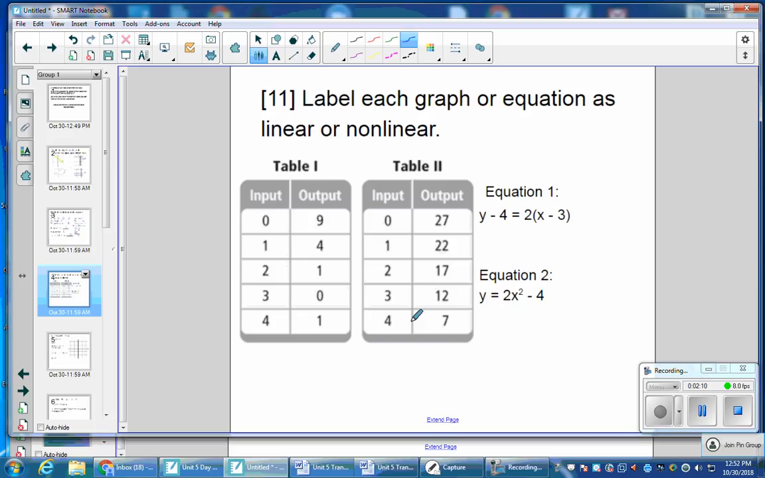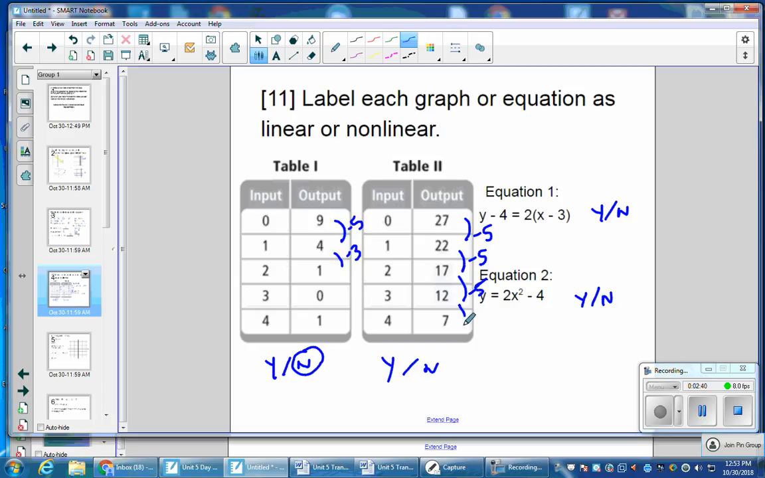All right, go ahead and pause the video and try these. You want to label them as linear or not. So yes or no, yes or no, yes or no. All right, so the first one, we want to look for a pattern in the y's. So that's going down 5, and then it's going down 3. So that one is not linear. This one's going down 5, down 5, down 5. So since it's going down by the same amount, that one is yes.